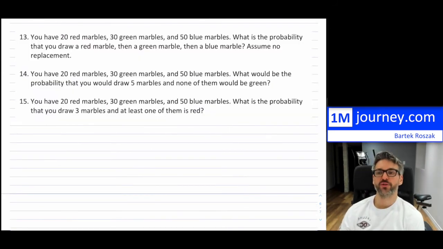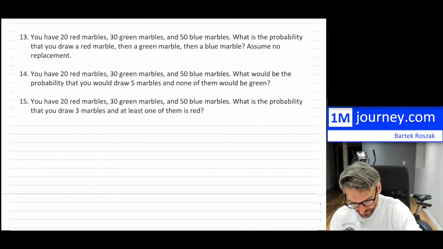All right, question 13. You have 20 red marbles, 30 green marbles, 50 blue marbles. So in total, it looks like we have 100. What is the probability that you draw a red marble, then a green marble, then a blue marble? Assume no replacement. So again, this is conditional probabilities.